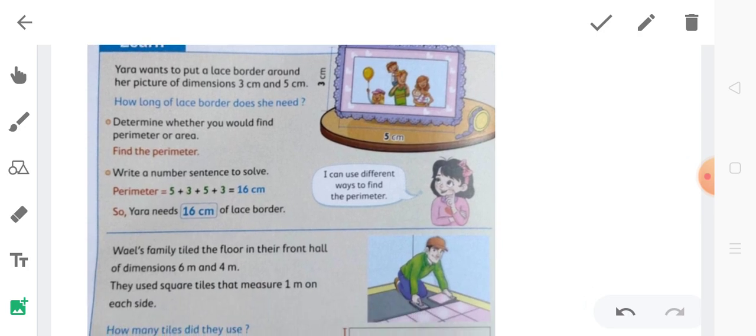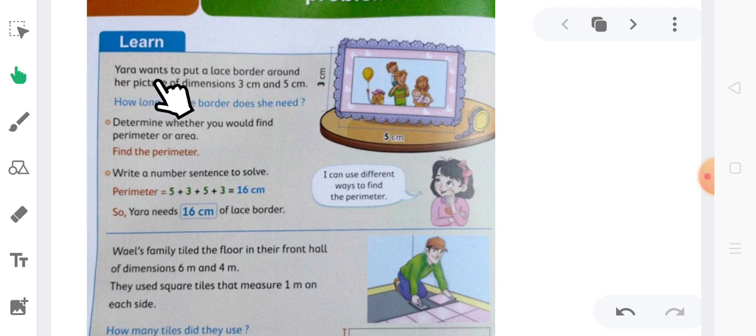In the first problem, Yara wants to put a lace border around her picture of dimensions. What does it mean, dimensions? It means length and width. The small side is called the width, and the long one is called the length. So how long a lace border does she need?